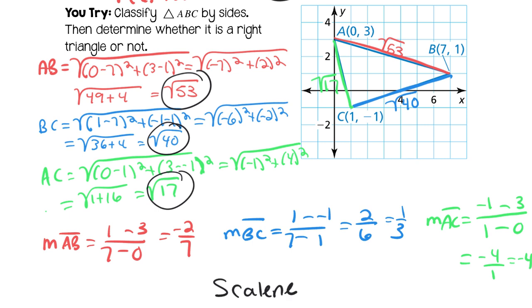And then looking at our slopes. AB's slope was -2/7. BC's slope was 1/3. And AC's was -4. So are any of those opposite reciprocals? No, right? So this is just a scalene triangle, not a right scalene.